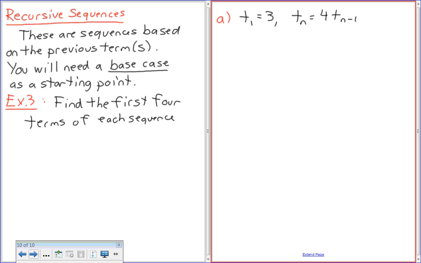Okay, so what I think you should try and do right now is just try and think of what that means. What do you think Tn equals 4 Tn minus 1 means? Start on the left. T1 equals 3. Good. What does T1 equals 3 mean? First term's 3. What does Tn equals 4 Tn minus 1 mean?